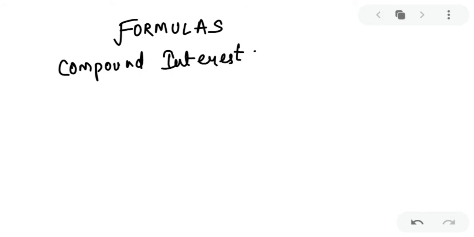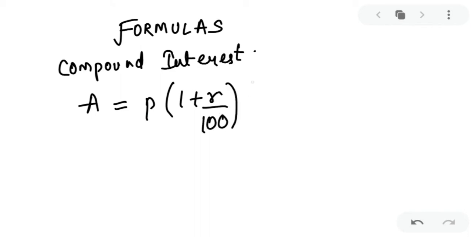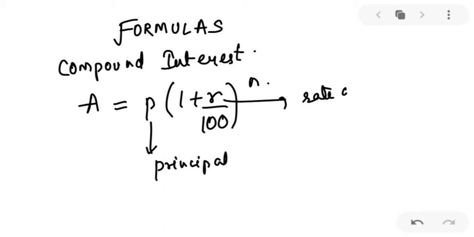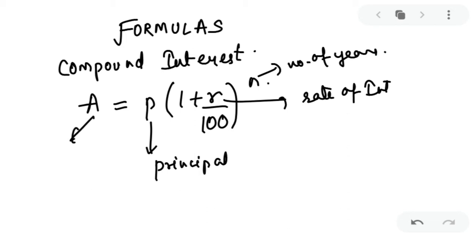My dear kids, for compound interest, first I'll be taking your formula for amount. Amount is equal to P (1 + R/100)^N. This P is principal, this R is rate of interest, this N is number of years, and this is amount.